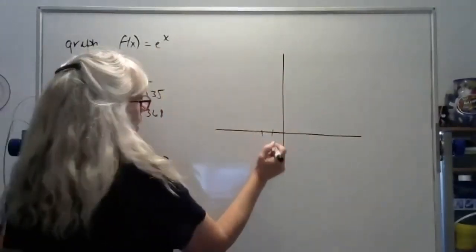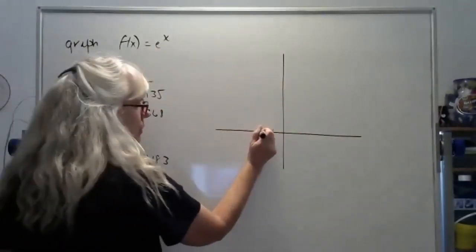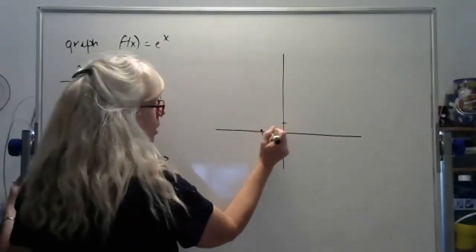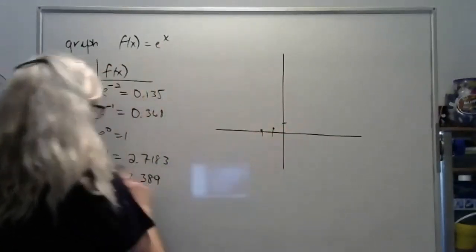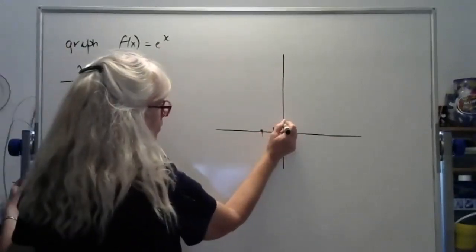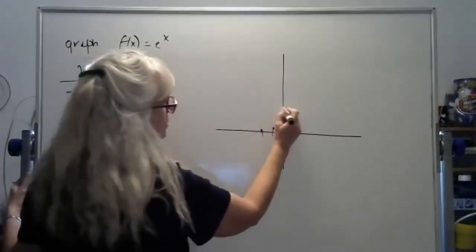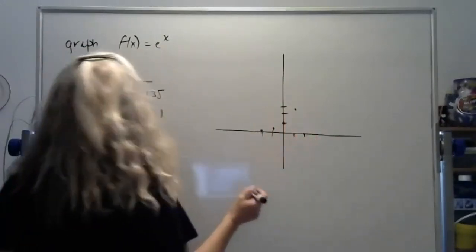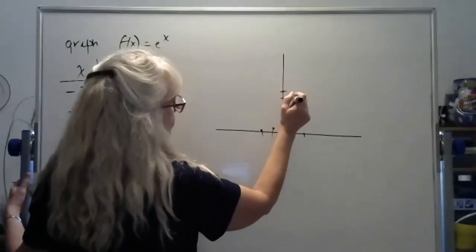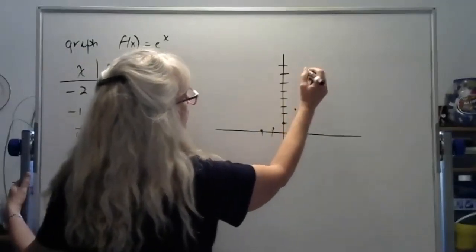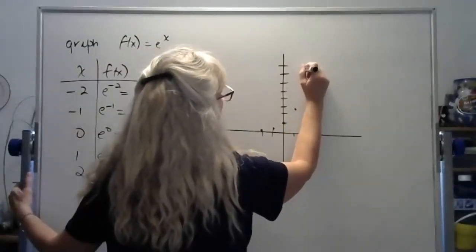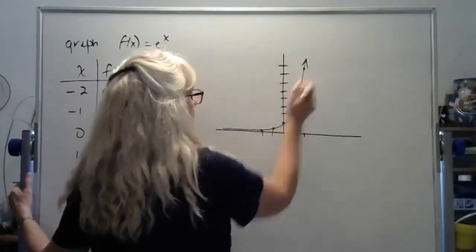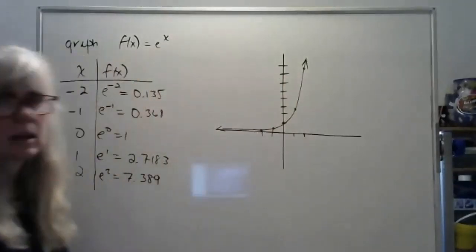So at -2, I'm at 0.1. That's really close to the axis. At -1, I'm at around 0.4, so not quite at a half, but almost there. We have 0, 1 again. At 1, we're up at 2.7, which is not quite 3. And then at 2, we're up at 7.3. So 4, 5, 6, 7, 8. So 7, somewhere in there. So the graph looks exactly like we expect it to.